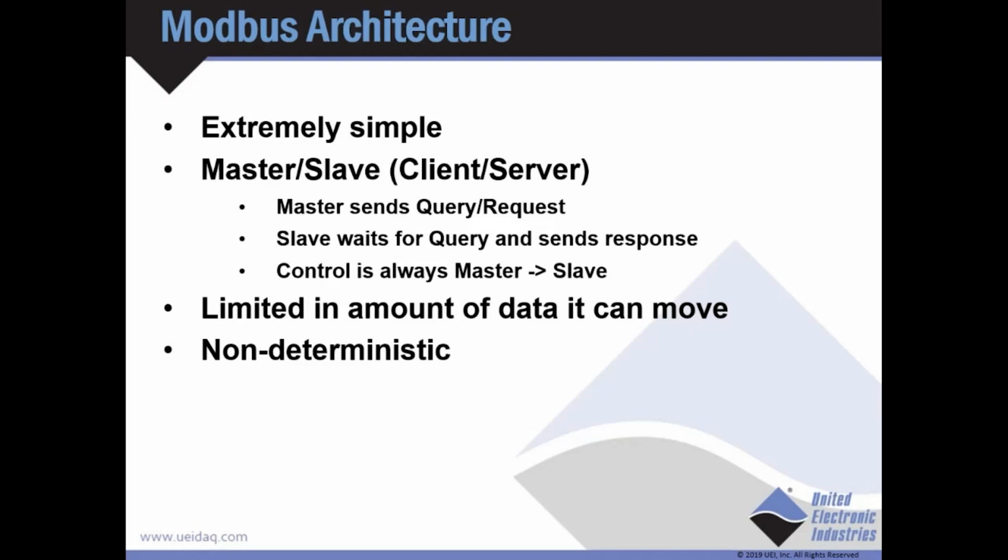Because of that architecture, we're limited in the amount of data it can move. Since the master has to always request data, there's actually a max set of registers it can read or write to as well. So we're not going to have high-speed acquisition or high-speed control. High-speed Modbus would be in the low kilohertz range. And it's non-deterministic, so we can send the request, but without an actual timestamp, we don't know exactly when that data was taken.